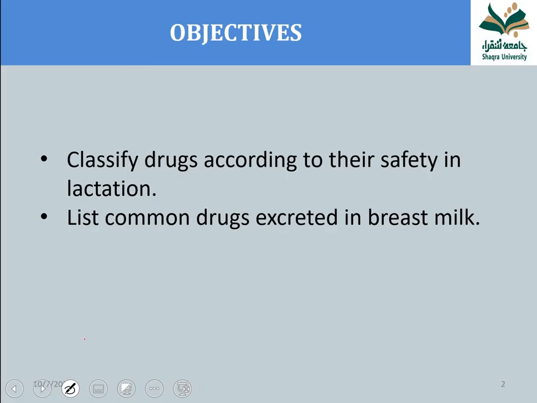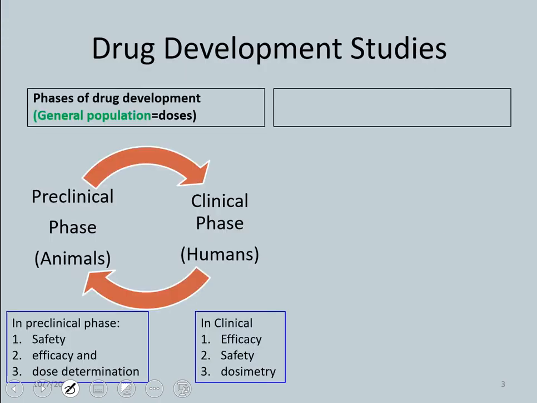The objectives of today's presentation are to classify drugs according to their safety from the lactation point of view, and to list the common drugs that are excreted or secreted in the breast milk.